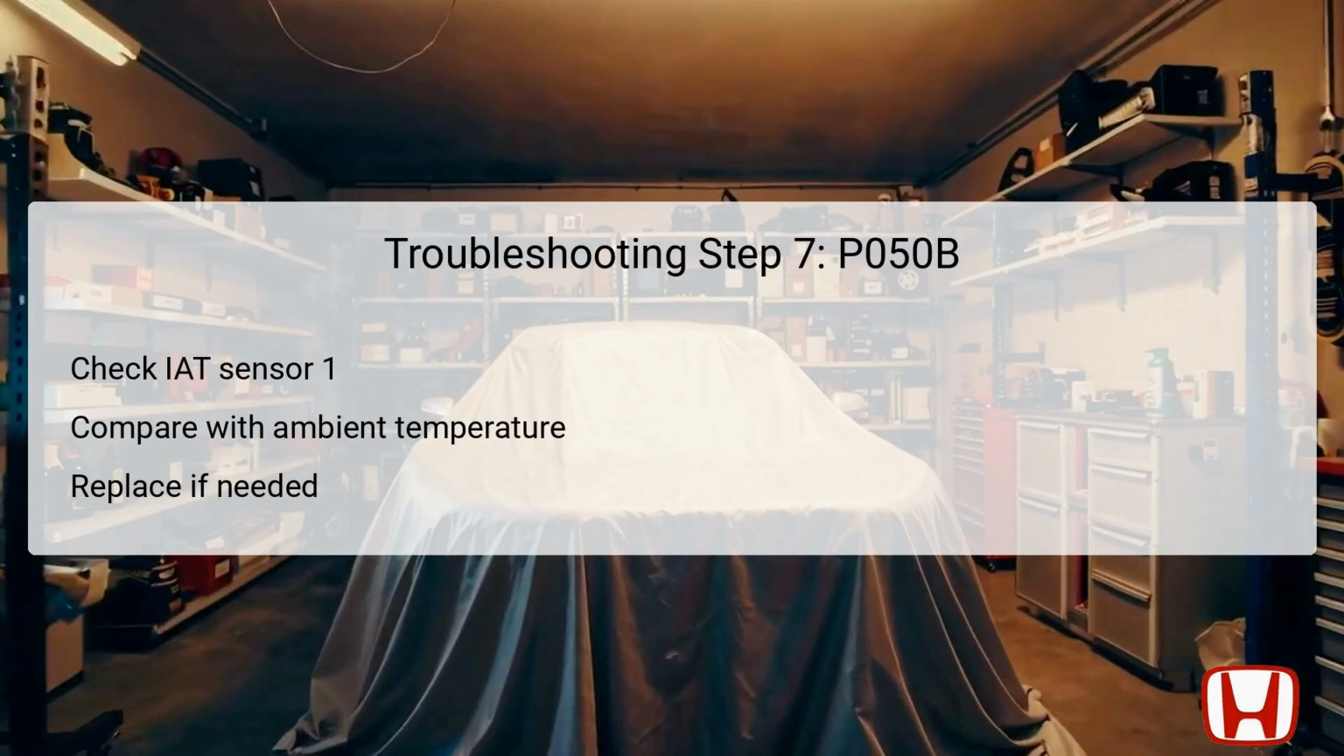Afterward, turn the vehicle to the on mode and quickly note the value of IAT sensor 1 as displayed on the HDS data list. The key to this check is comparing the IAT sensor 1 value against the recorded ambient temperature. If there is a difference of 5.4 degrees Fahrenheit, 3 degrees Celsius, or more, it indicates that the IAT sensor might be faulty, necessitating its replacement along with the MAF sensor.